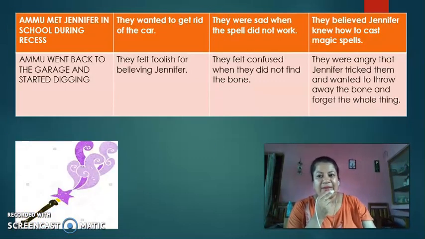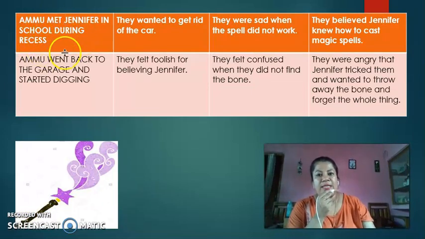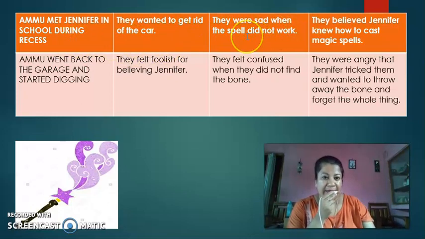Now our next event: Ammu met Jennifer in the school during recess. Now before this, what happens? Before this, we know that they wanted to get rid of the car, and that is why they met Jennifer during the recess. Now we know that they were sad when the spell did not work. After everything happened, they were very sad that the spell did not work and the car was still there.